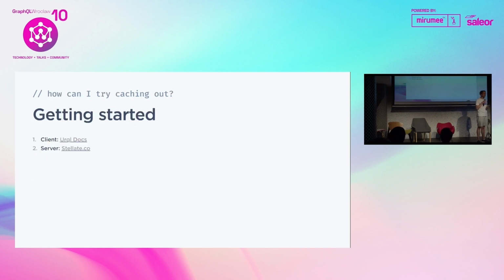Okay, so recap, we have all of these different mechanisms, and I recommend having a look in Urql. Urql has really strong documentation around how the normalized cache and everything works. And, well, we're doing caching full-time at Stellate, so you can also have a look there.